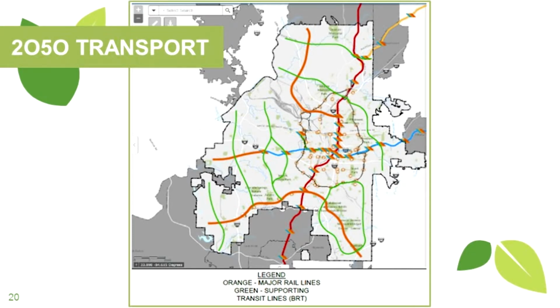So this is our proposed public transit system for 2050. The blue, red, and yellow is the pre-existing heavy rail system. The orange is the proposed heavy rail system that connects to various parts of the city. And then the green is the supporting public transit lines such as light rail transit or bus rapid transit.